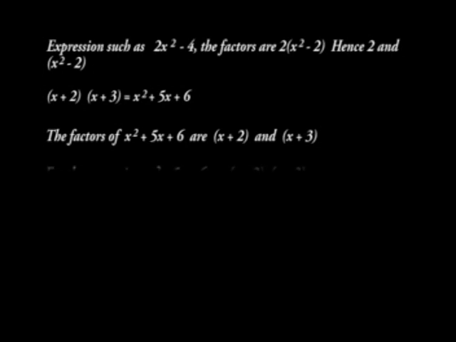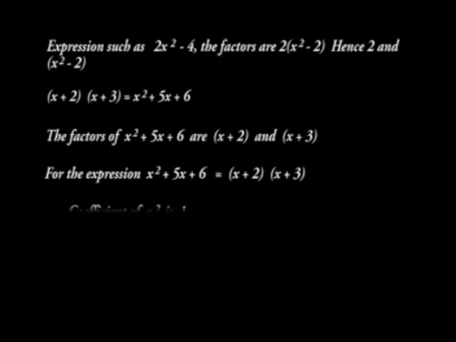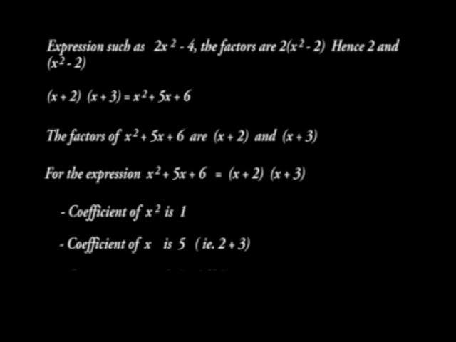For the expression x squared + 5x + 6 equal to (x + 2)(x + 3), note the following. 1. Coefficient of x squared is 1. 2. Coefficient of x is 5, that is 2 + 3. 3. The constant term is 6, that is 2 times 3.